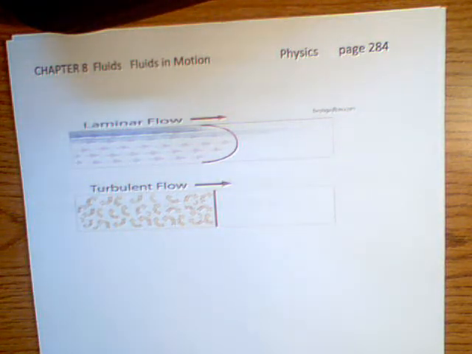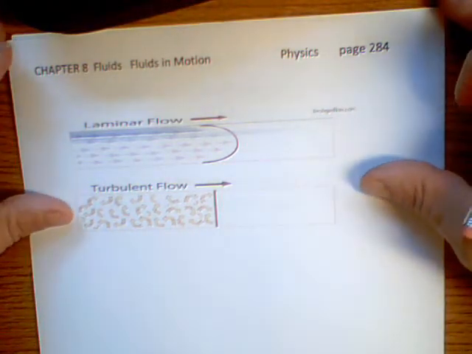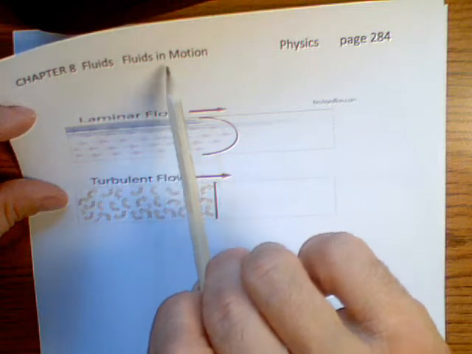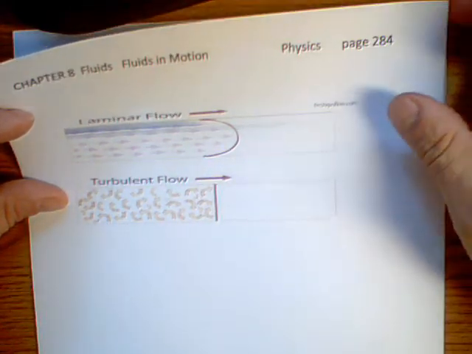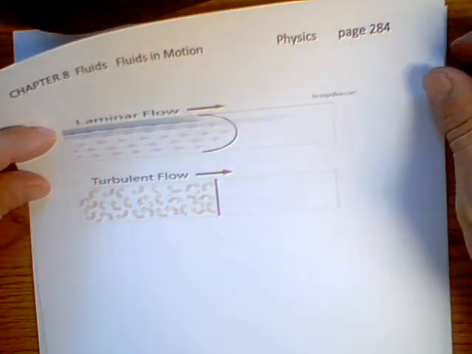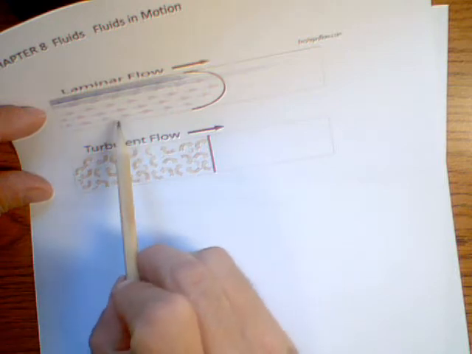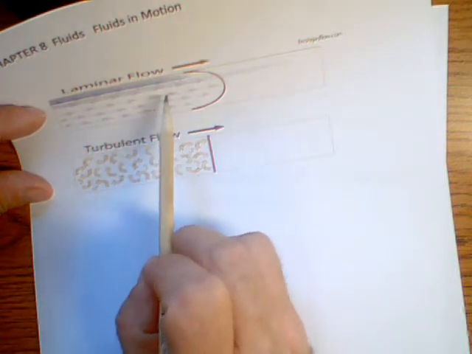Hey physics students, Mr. R again, talking about the last topic in chapter 8, and that is fluids in motion. We're in a closed system. These fluids are showing laminar flow because the flow is consistent.